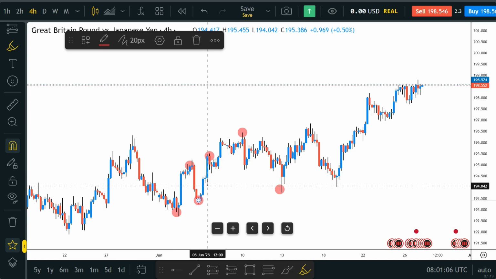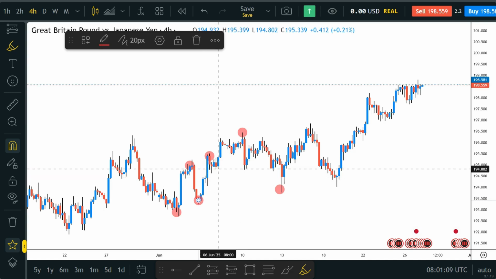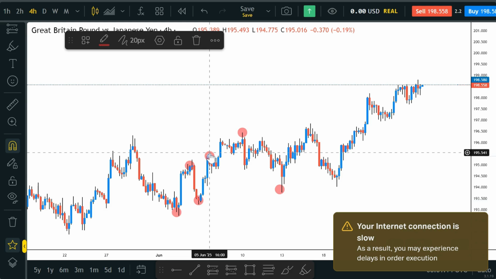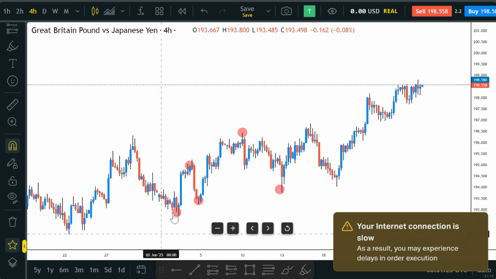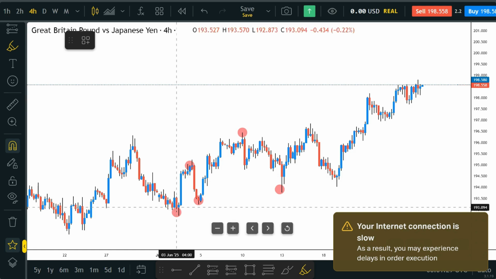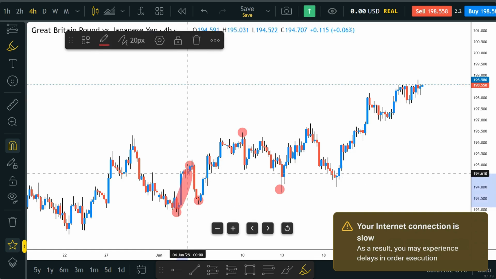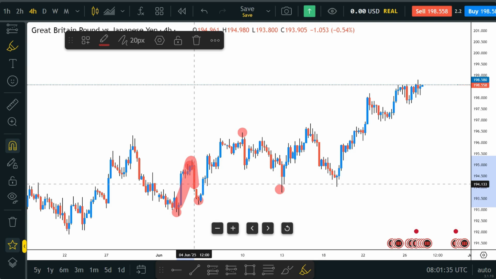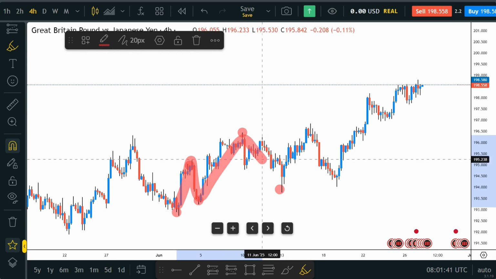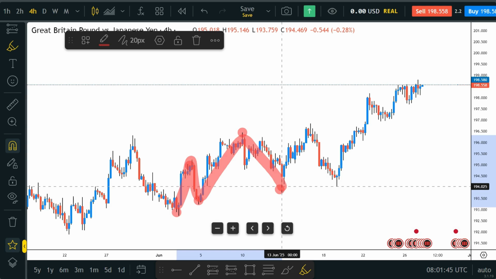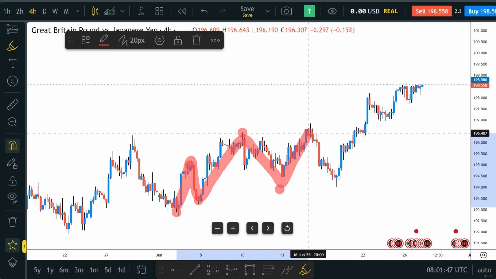So if we just ignore this place here, let me delete this structure here. Let me delete this structure over here. So if we just connect these dots here, we can see that we have a clear visible structure. We have a very clear visible structure of a trend. You see?